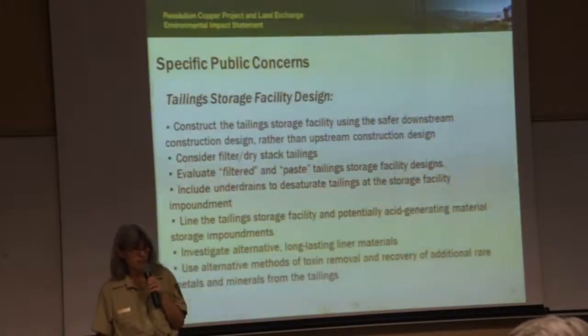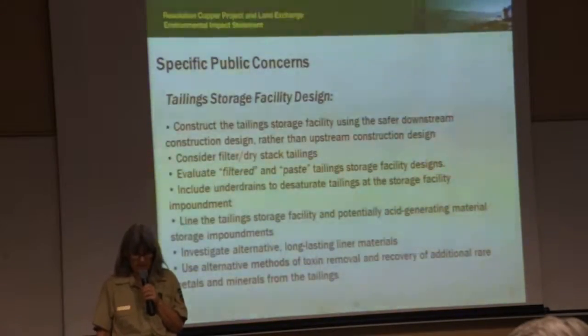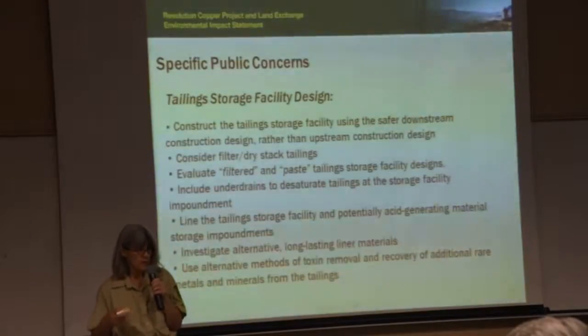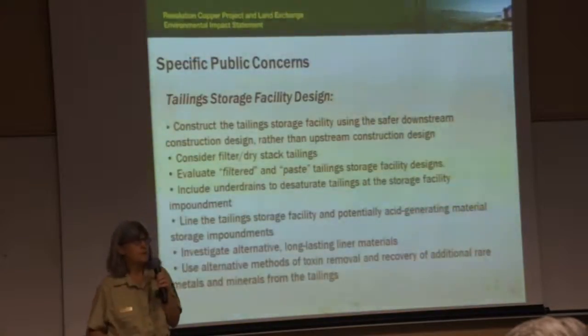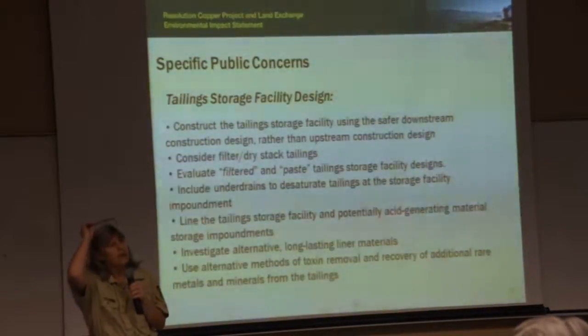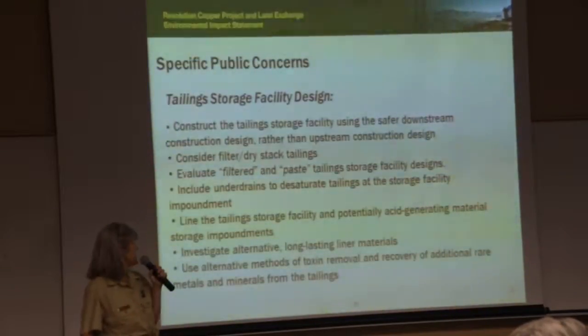And then, more in terms of some mitigations, include underdrains, line the tailings storage facility and potentially those areas that would be acid generating material, and investigate alternative long-lasting liner materials. So we can use these as mitigations or modifications to the proposed plan. And then, so it goes on. Anyway, just to give you a flavor of that, we'll have some more discussion on that tonight.